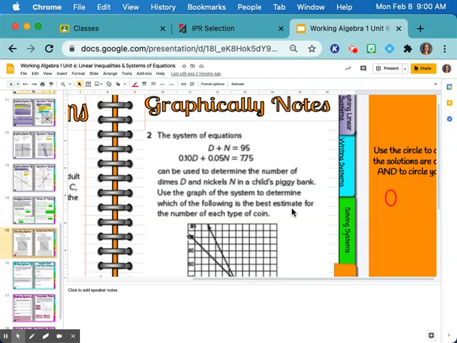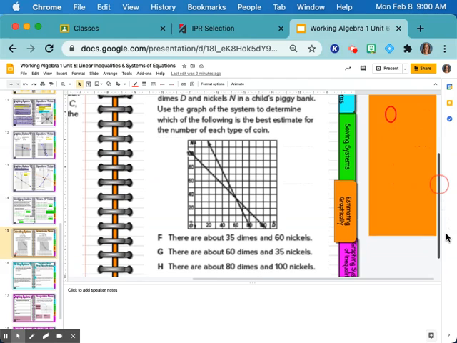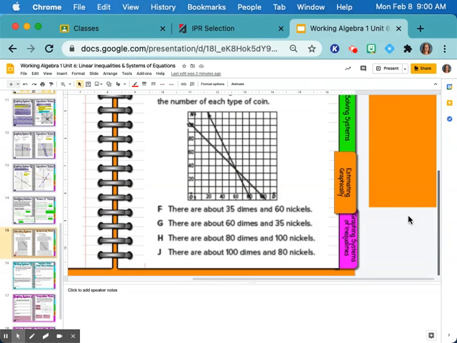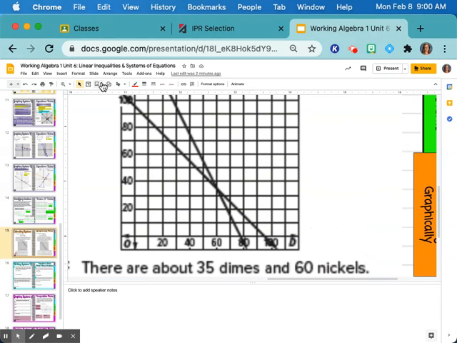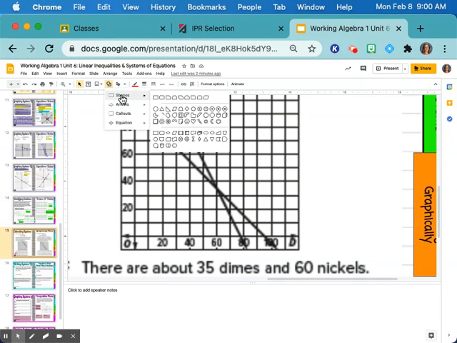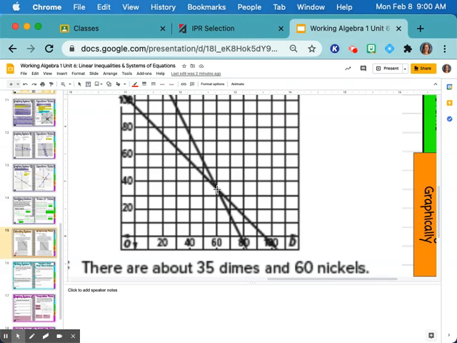So we want to determine the best estimate for each type of coin now. All right, so let's make another point at the intersection. I'm going to zoom in so I can see it real good. Add a circle. And let's put it, that looks about right. Maybe over a little bit. I'm going to make it red. It looks about right.